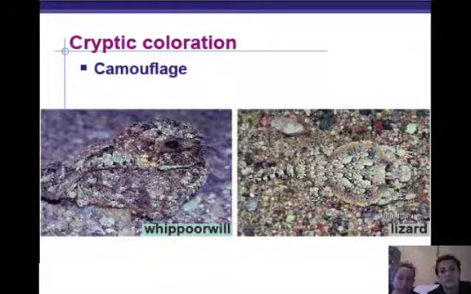Okay, so here's an example of a coloration defense. It's called cryptic coloration, and it's like camouflage. So down here we've got a whippoorwill, which is a bird, and you'll notice how well it blends in with its environment. And over here is a lizard. I'll outline it here with the pointer. That's the lizard right there. You can barely see it; it blends in so well with its environment.